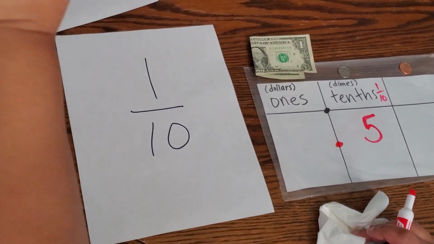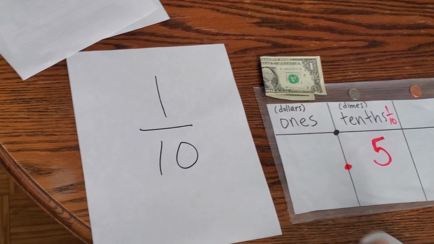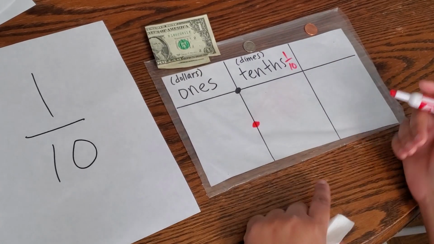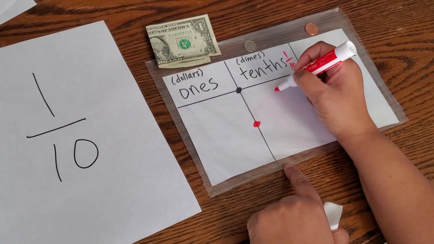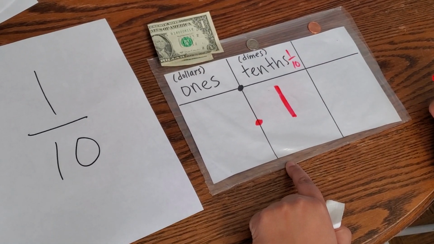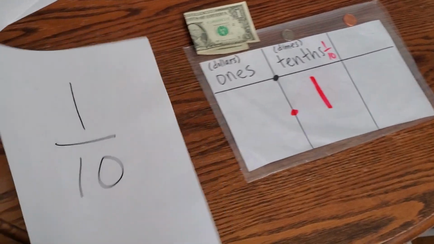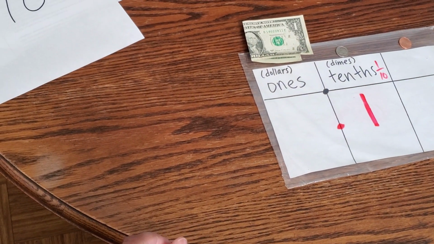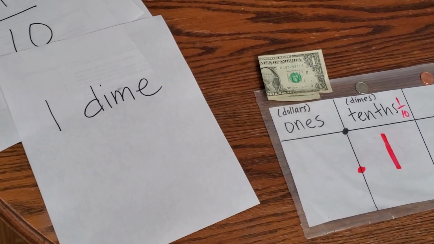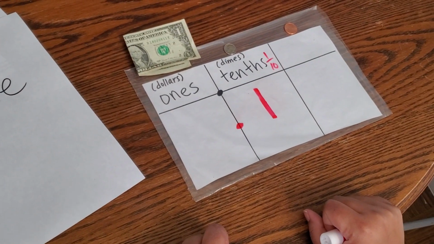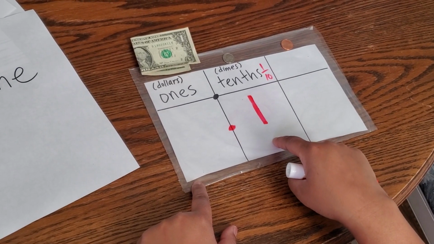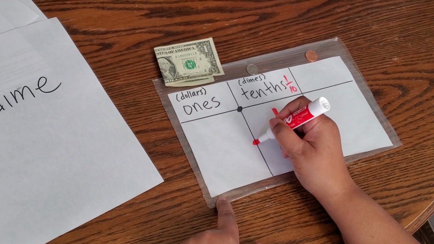Let's say I wanted to write 1/10. I kind of cheated and already have that, but 1/10 would be 1 in the tenths place. Let's say I was thinking strictly about coin values, and I'm talking about 1 dime. 1 dime would be the same thing as 1/10. 1 dime is 1/10, 10 cents. That's how you would write it.